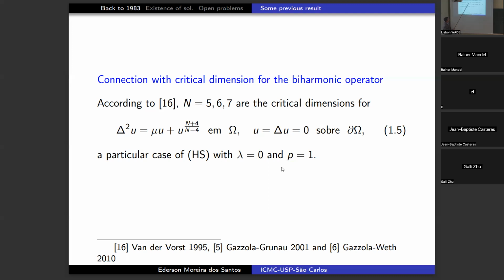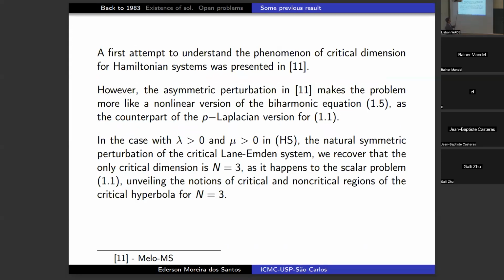He proved that dimensions 5, 6, and 7 are the critical dimensions for the biharmonic equation. And this is a particular case of the Hamiltonian system. If you take the Hamiltonian system with lambda equals 0 and p equals 1, we have this here. So here we have the 3 dimensions that are critical. And then some time ago, with Jessica Lange, we started investigating this phenomenon of critical dimension for Hamiltonian systems.